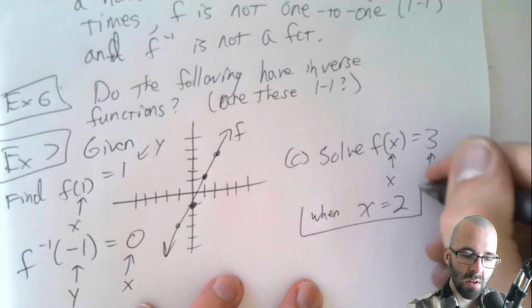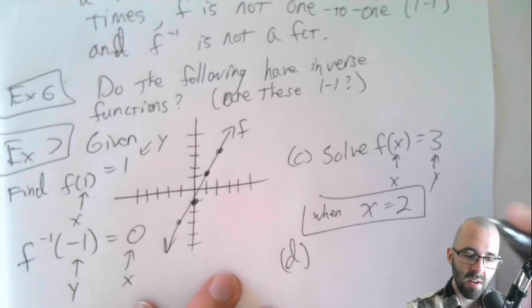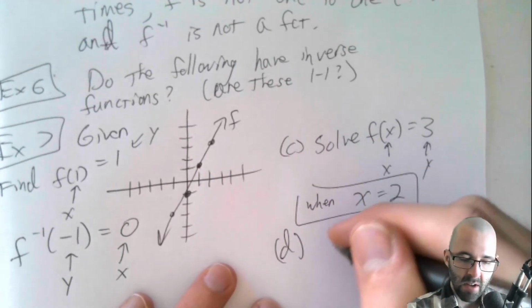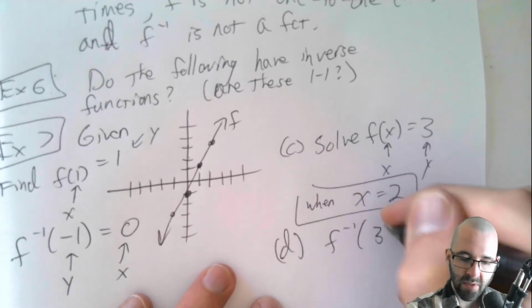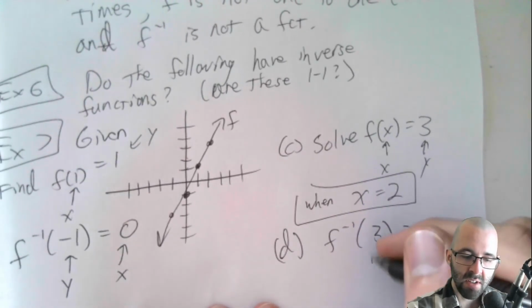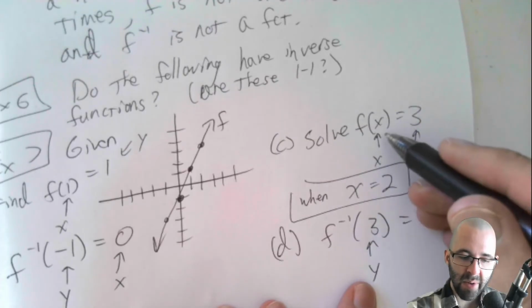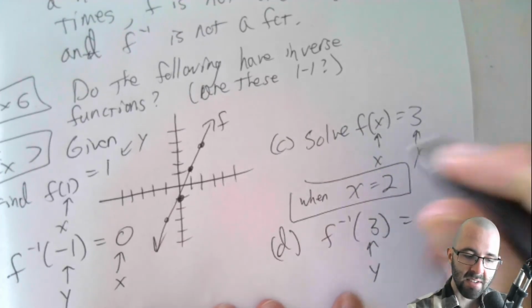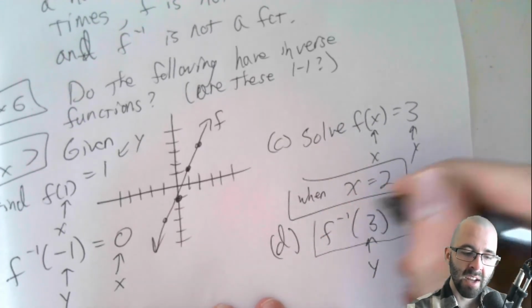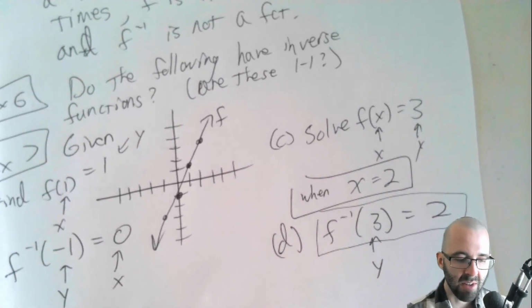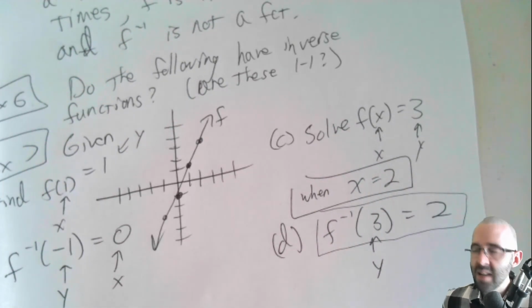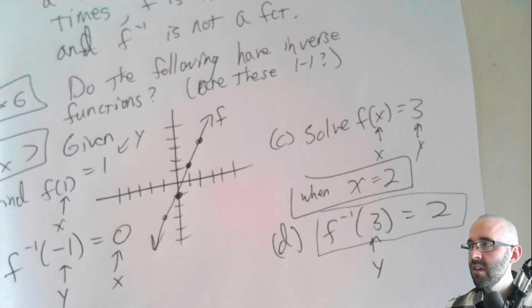Last part. Find f inverse of 3. And again, this is the same question, right? F inverse takes in y. When is y equal to 3? We already found that. When x is 2. So that's the sort of relationship between these two things. And we can solve them graphically the same way we found them earlier. All right.